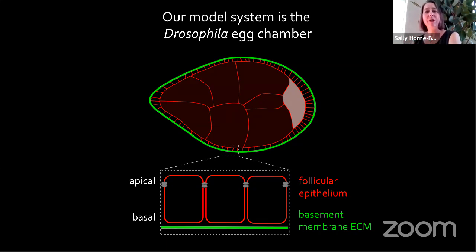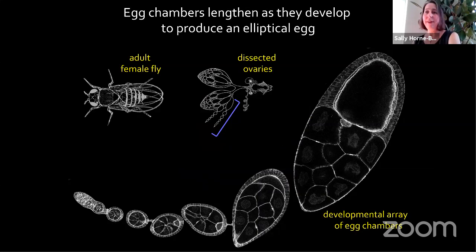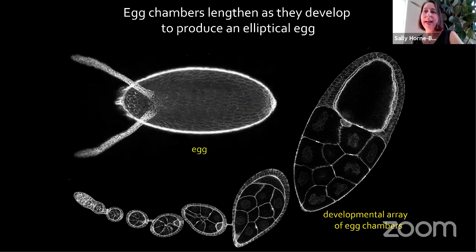Now, when the egg chambers are in the ovaries of an adult female fly, you see that they're arranged in developmental arrays with younger egg chambers at one end and older egg chambers at the other. And what I want you to notice is that as these structures are growing and developing, they're also elongating along one axis. And the reason that they're doing that is to ultimately create the elliptical shape of the fly egg, which is going to set the shape of the embryo that develops inside.